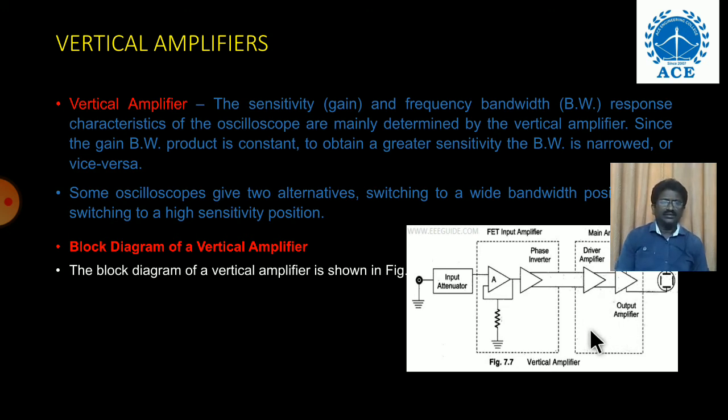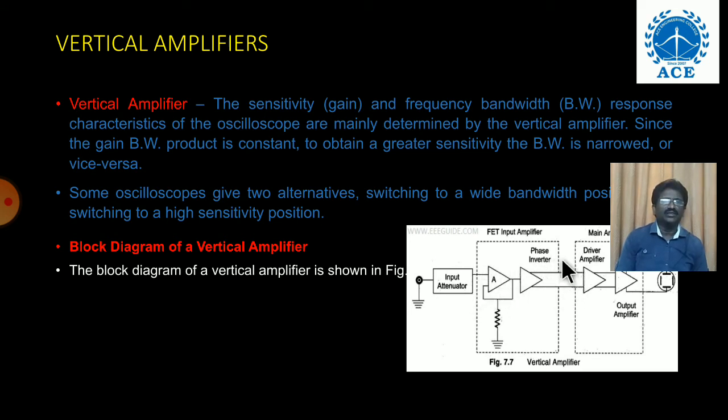So this is the overall function of the vertical amplifier. Once again, I will give some idea about the blocks. First one is the input attenuator. With the help of this one, we can improve the signal strength.